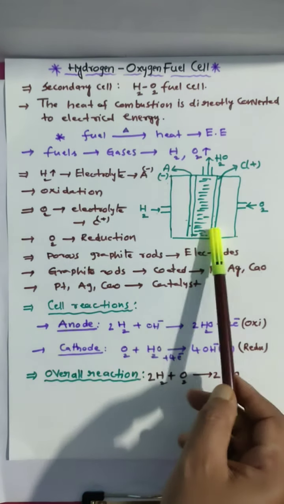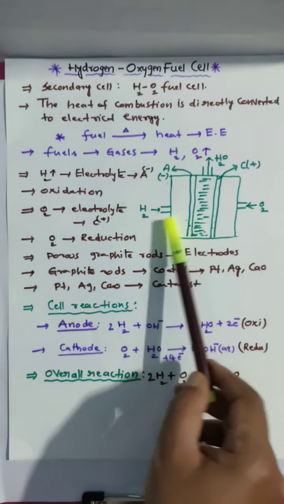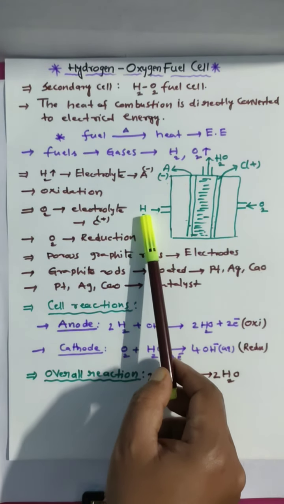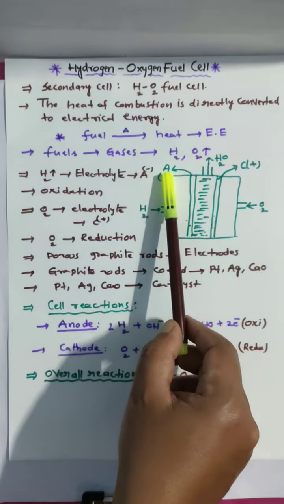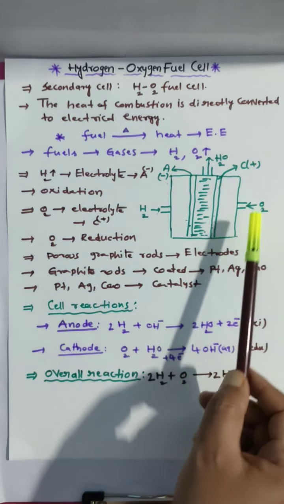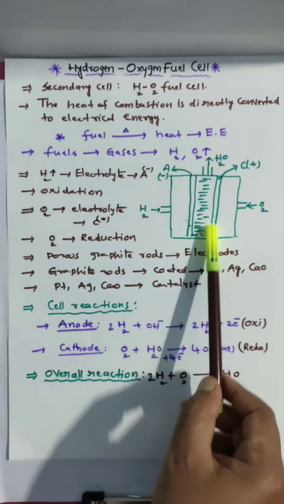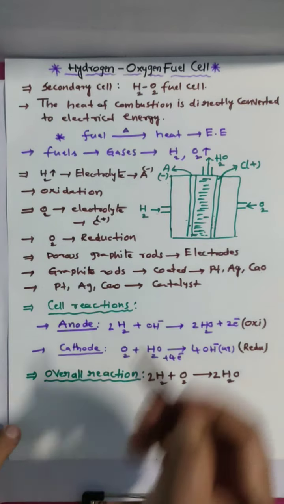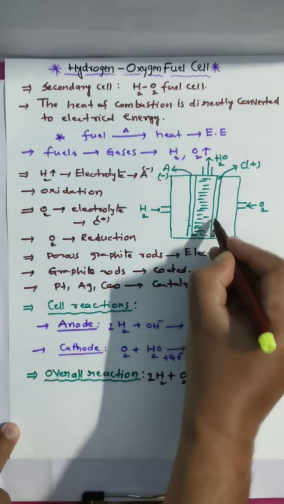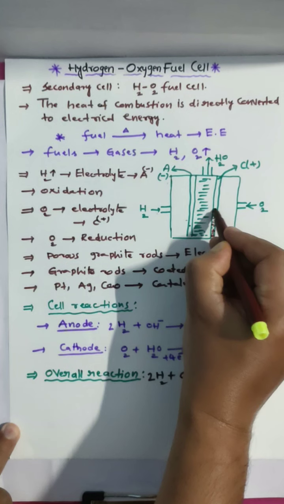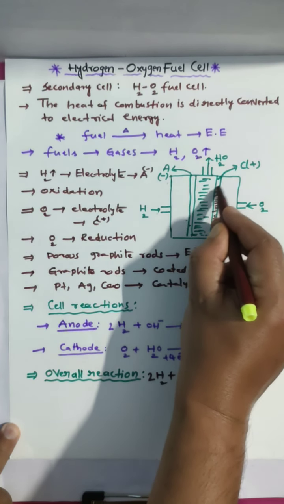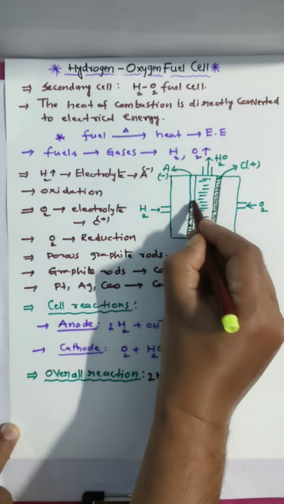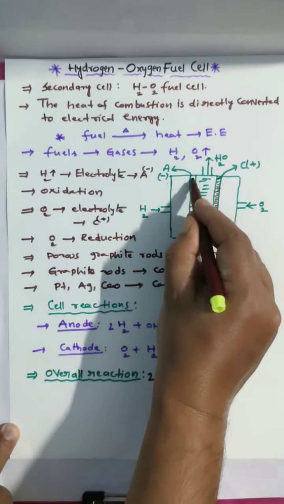And this is the arrangement. It is the cell, 2 chambers are there. One side oxygen is bubbled, one side hydrogen is bubbled. Hydrogen at anode, oxygen at cathode. Clear? And here we have 2 electrodes made with graphite. These graphite rods act as electrodes, and moreover these are coated with platinum, silver or CaO. This platinum, silver or CaO act as catalyst for betterment of the reaction.